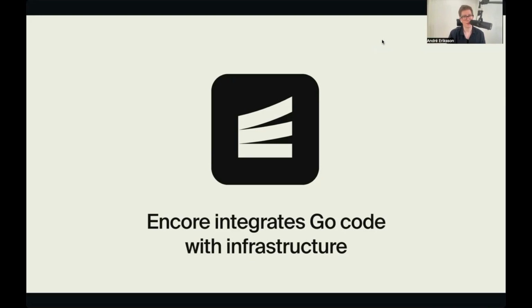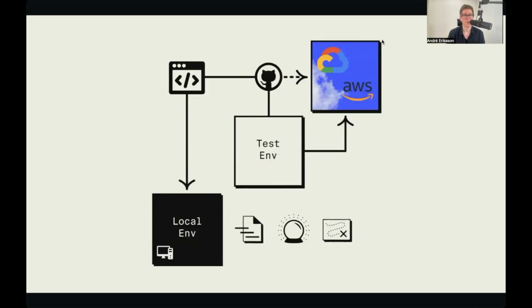Encore is, we think of it as integrating Go code with infrastructure and really what that enables. So it's not just about infrastructure, it's also about building a really productive workflow around that. So with this picture where we have our code, we have our local environment, we have our testing environment, and we have our production environment in the cloud.